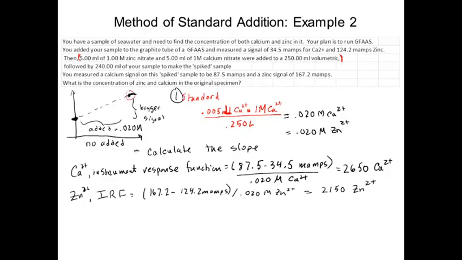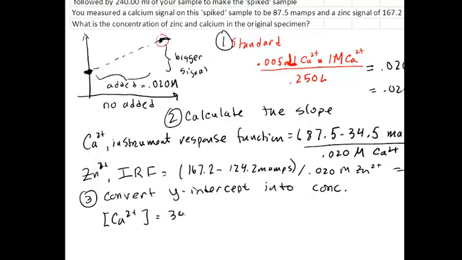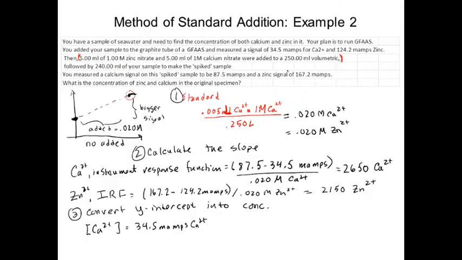So if this was step 1, this is step 2, and now we're going to basically convert. So to do that then, I'll write it simply. The concentration of calcium is going to be equal to the 34.5 milliamp signal at calcium, and that's the signal we had up here. That's the initial value, so that's our y signal here, divided by, of course, our instrument response function, 2650, and that's going to be in terms of milliamps calcium divided by, in this case, molar calcium. And we work all that out, we're going to get 0.0130 molar calcium.